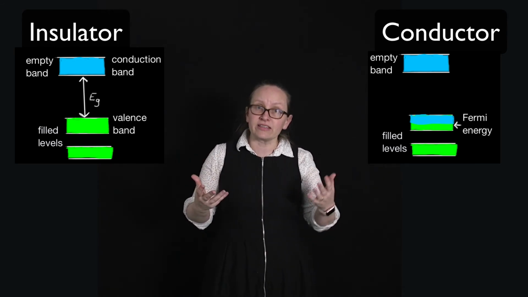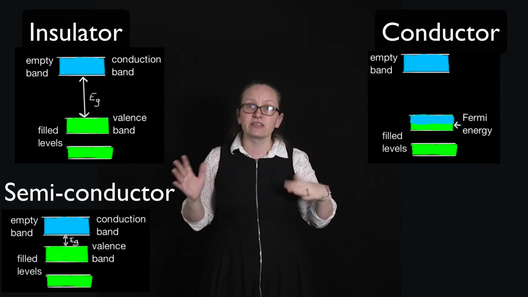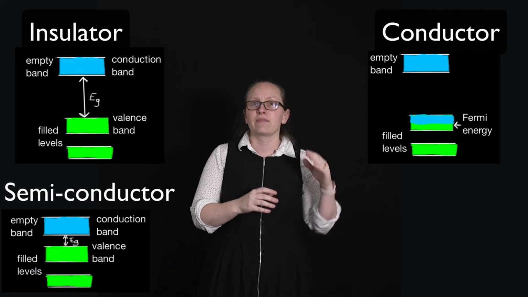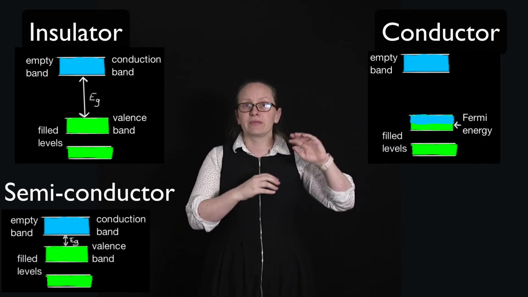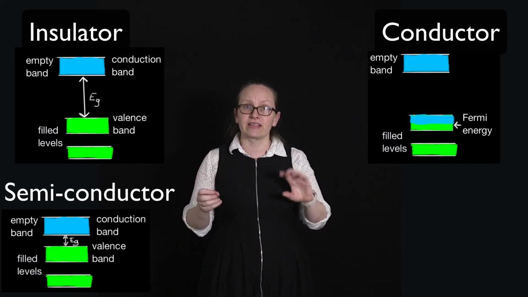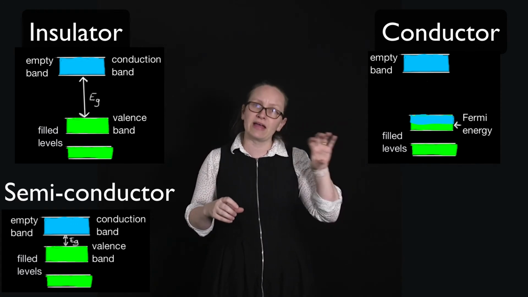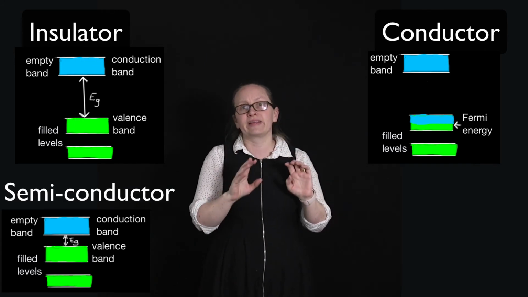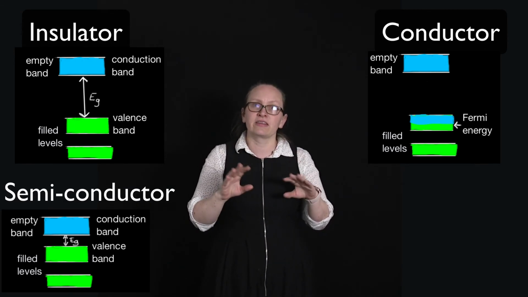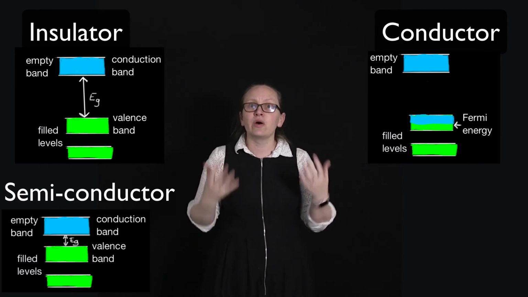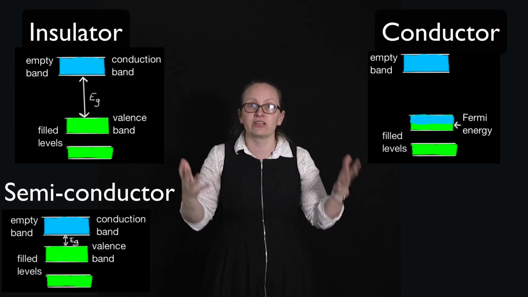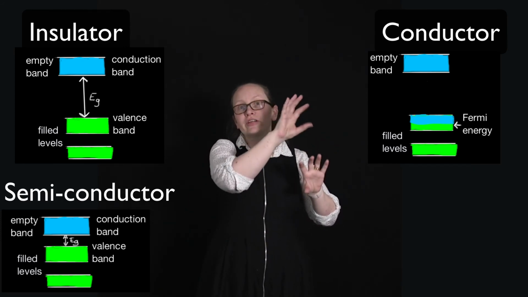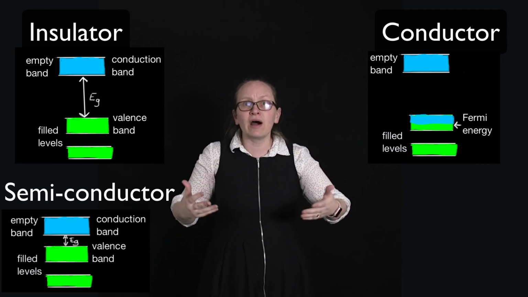Now, semiconductors, you may think would be halfway between these two things. They actually turn out to be a bit more like insulators, but with a much smaller band gap. So in silicon, for example, we've got the valence band, which is completely filled, and then the conduction band, which is only 1.1 electron volts higher than the valence band. So it's quite easy for electrons to get enough energy thermally to be able to jump from the valence band to the conduction band.